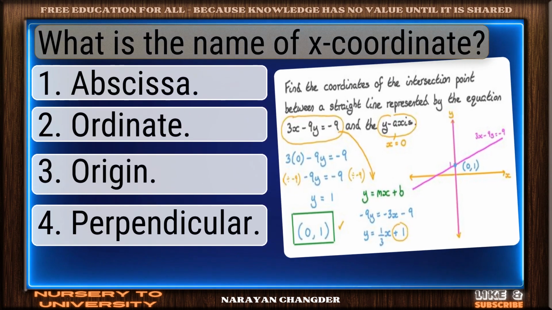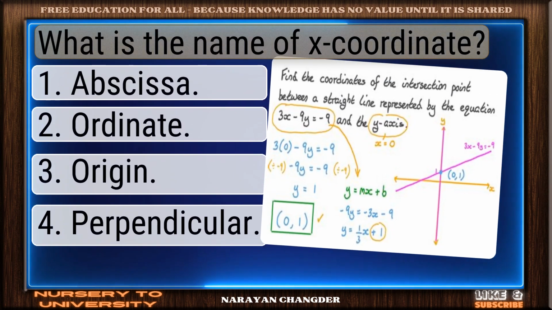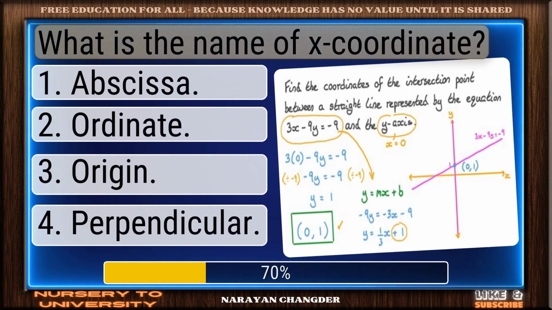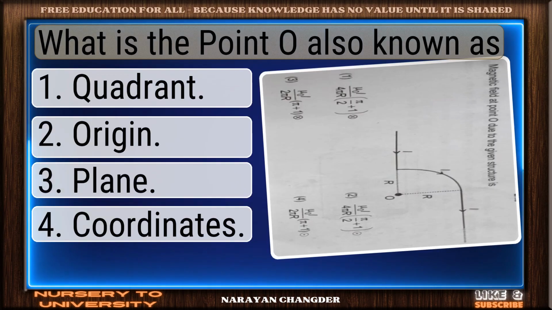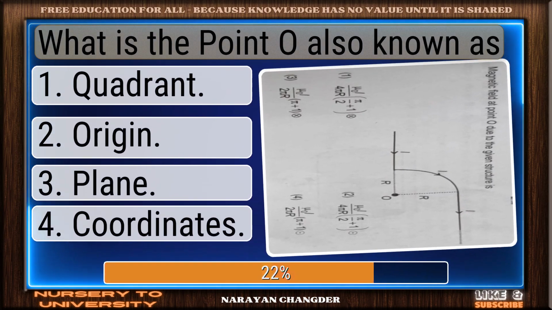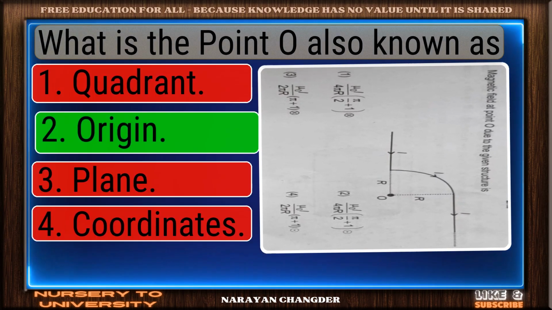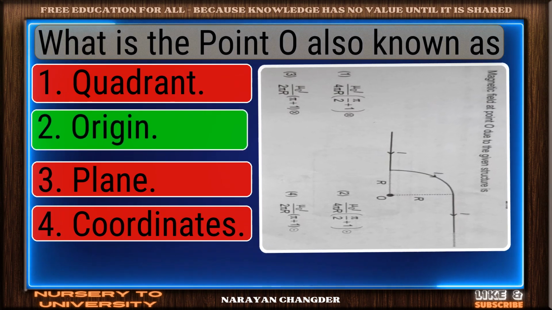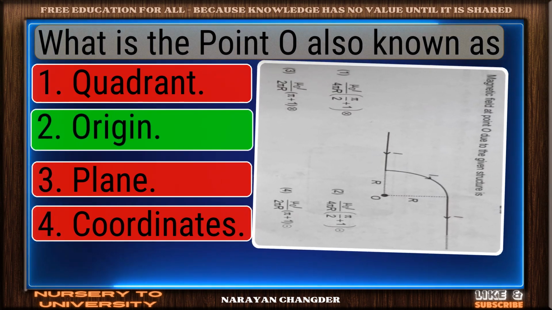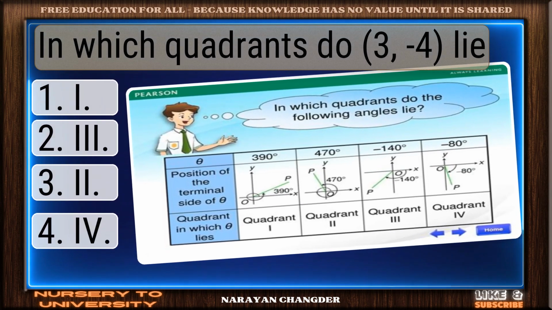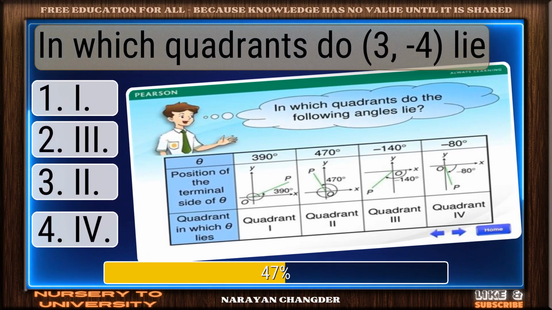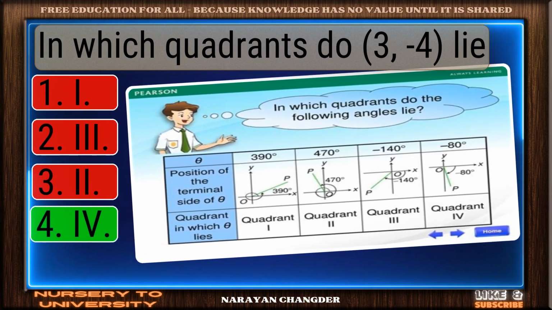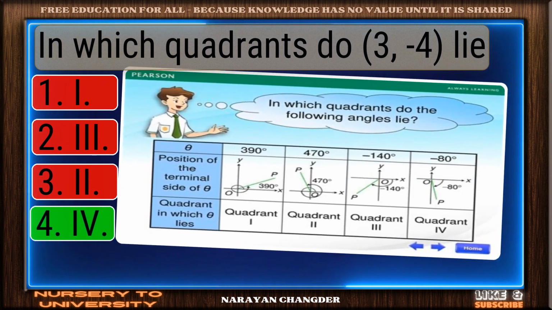Question number 178. What is the name of x-coordinate? Valid point. Abscissa is. Question number 179. What is the point also known as? Good job. Your answer origin works well here. Question number 180. In which quadrants do they lie? On track. Is the correct answer.